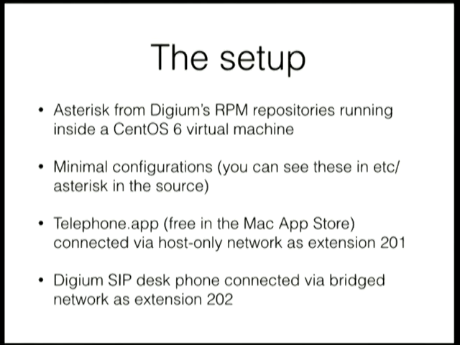The setup I've got here, remember I mentioned Digium's RPM repositories. They're running inside a CentOS 6 virtual machine. There are some very minimal Asterisk configurations, all in that GitHub repository in /etc/asterisk. I have two phones. I have Telephone.app from the Mac App Store. It's a freebie. It's connected via a host-only network to the virtual machine as extension 201. And I have this little guy, a Digium D40, Digium's bottom-of-the-line SIP phone, which they gave me for free when I studied in their training course. I suppose I have to give it back now. To my company.